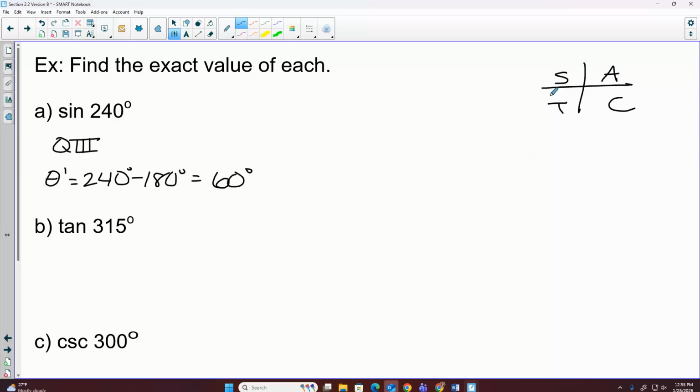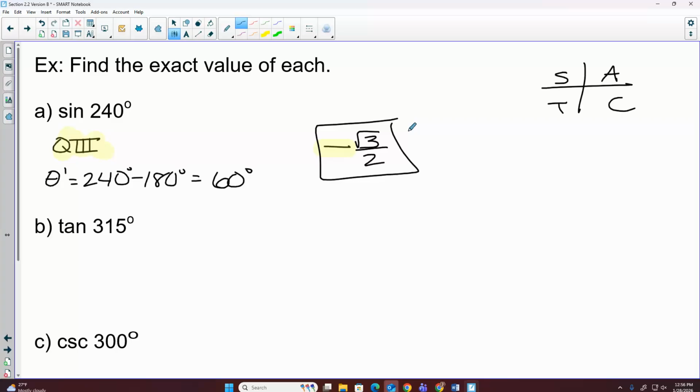I'm in quadrant 3. Tangent is positive, so sine is negative. That's why I looked at the quadrant, so I would know positive or negative. Then I'm talking about 60 degrees, so I go to my hand trick. What is the sine of 60 degrees? Square root of the top over 2. Radical 3 over 2. So my answer, negative radical 3 over 2.